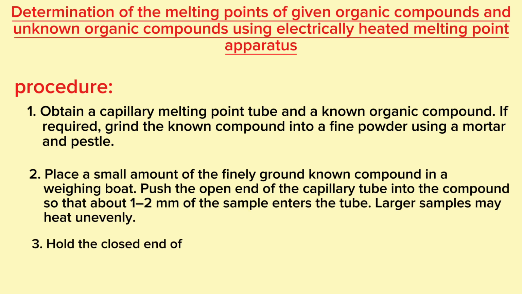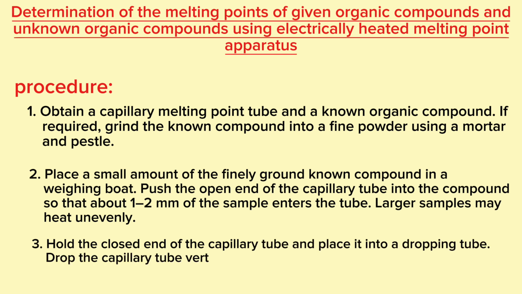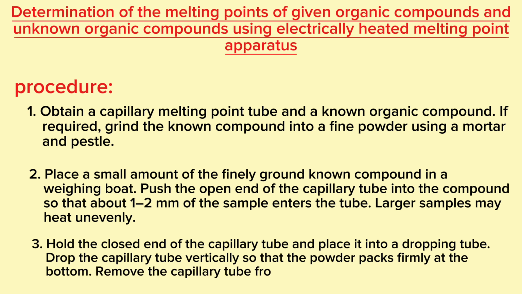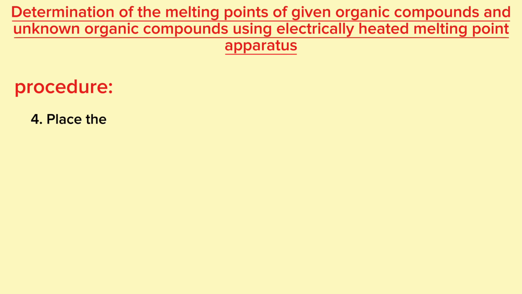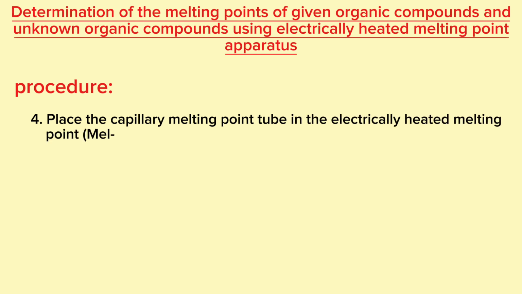Hold the closed end of the capillary tube and place it into a dropping tube. Drop the capillary tube vertically so that the powder packs firmly at the bottom. Remove the capillary tube from the dropping tube. Place the capillary melting point tube in the electrically heated melting point MEL-temp apparatus with the closed end pointed downward.